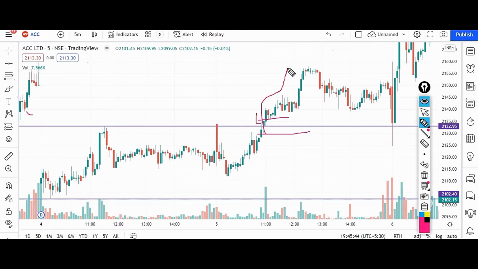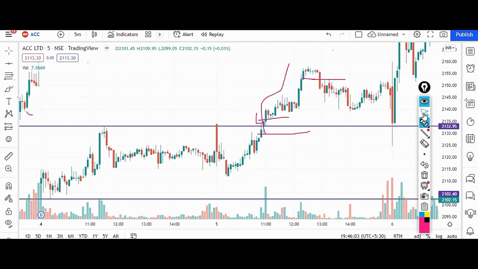You might get some 1:2 or 1:3 or 4, something like this. If you kept on trailing your SL, once this level is broken you might get hit on your SL here. Then close your trade. That's how good it is. Let's move to the next day.